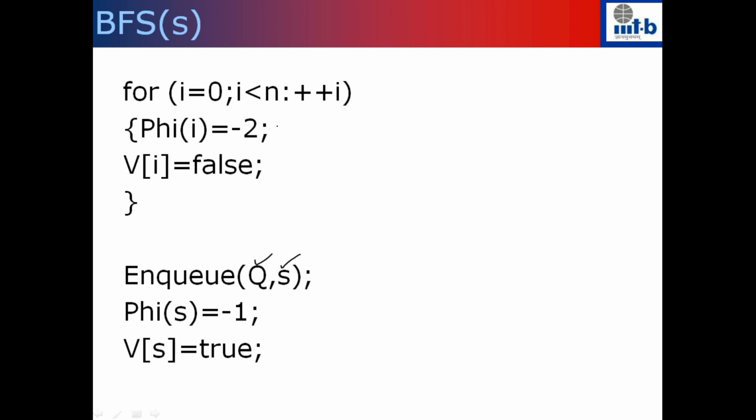First I will initialize the pi function. The pi function is used to record the node which is discovering a particular vertex, right? So pi of i is set to -2. If this particular vertex is not reachable from the source vertex, this will remain -2 forever, right? So at the end of this algorithm, pi of i will be -2 if this vertex is not reachable during the traversal.